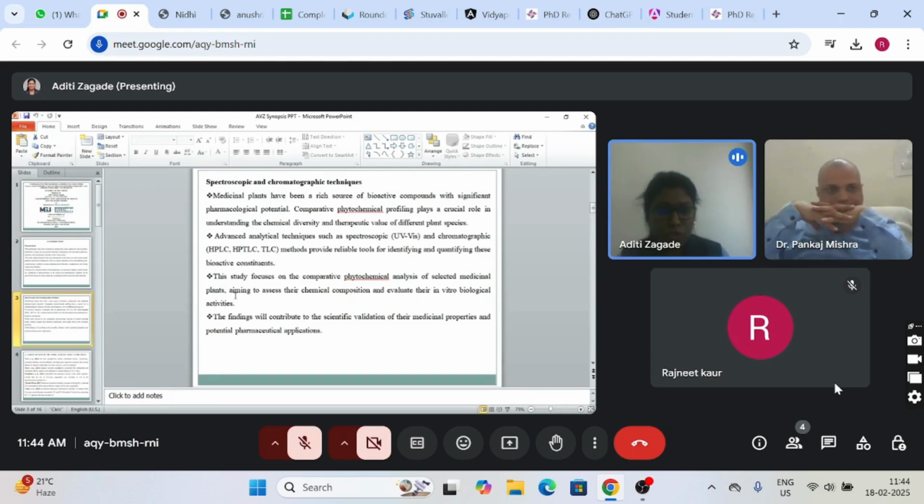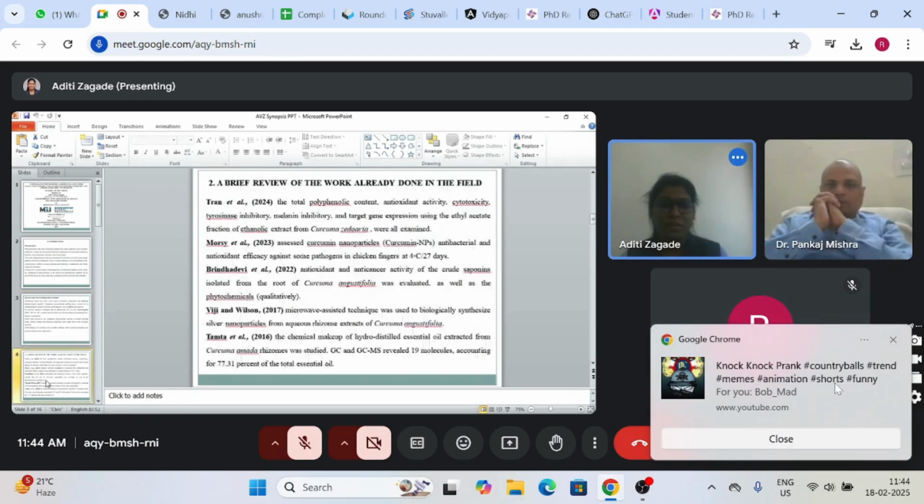Then this study focuses on the comparative phytochemical analysis of the selected medicinal plants, aiming to assess their chemical composition along with evaluation of their in vitro biological activities. Then the findings will contribute to the scientific validation of their medicinal properties as well as potential pharmaceutical applications. Then, sir, this is a brief review of the work already done in this field. They found different kinds of antioxidant property, cytotoxic property, as well as other properties, anti-cancer properties.